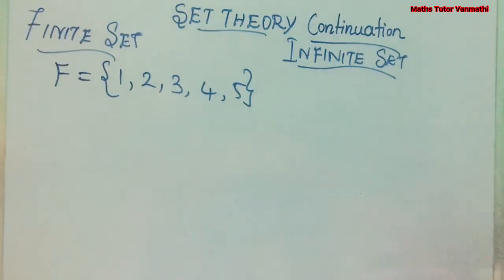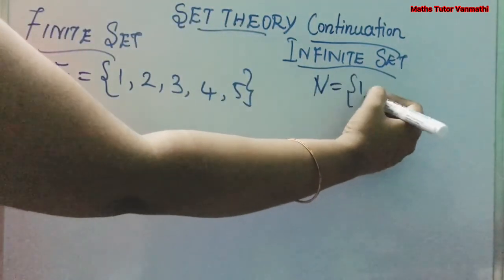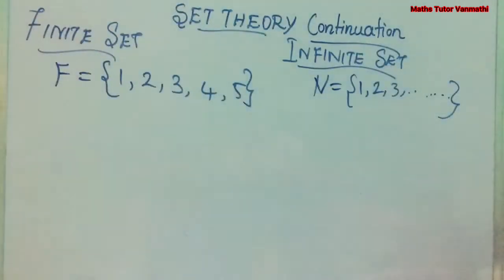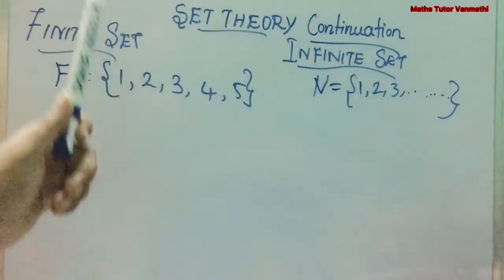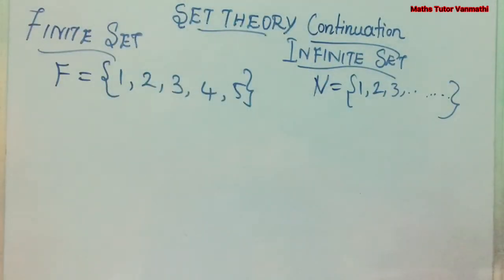But for infinite I am taking the natural numbers. N equal to {1, 2, 3, ...}. It goes on and on up to infinity. So this has an unlimited number of elements. This one has limited elements, and this one has an unlimited number of elements. So this is considered a finite set, and this is considered an infinite set. Clear? Next you can see the definition for finite and infinite set through a picture.